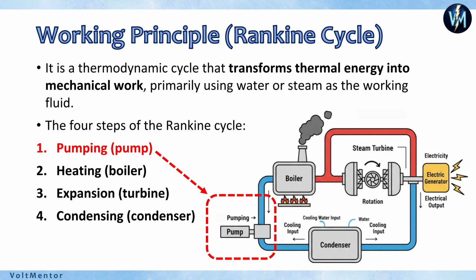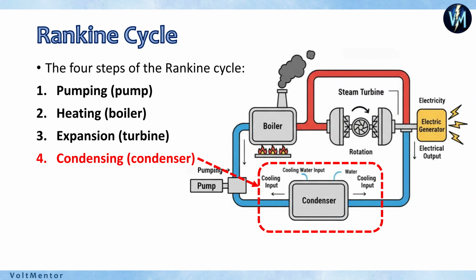For pumping, the pump is used where water is pressurized. Then water is heated in the boiler to form high pressure steam. The steam expands through the turbine, producing mechanical work. Steam is then cooled in the condenser to become water again, completing the cycle.